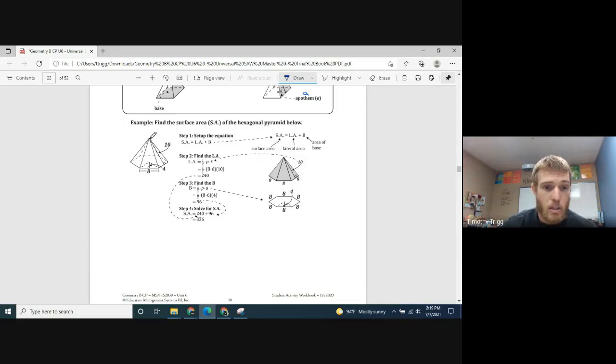So when I'm looking at this shape here, what would be the slant height? What would be my L? Well, that's 10 here. That's our L, our slant height. You can see it going up the slant.